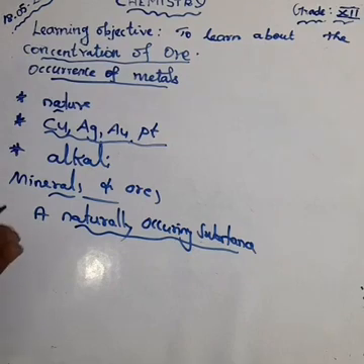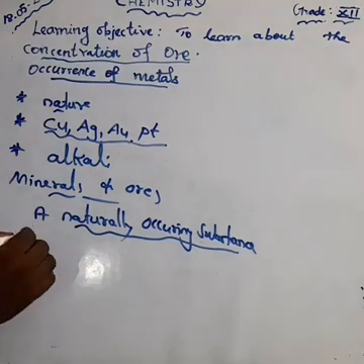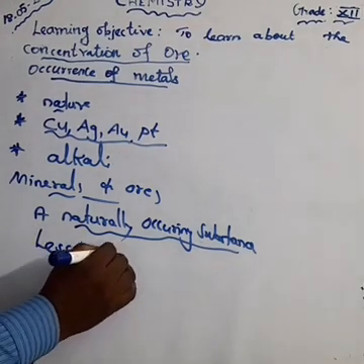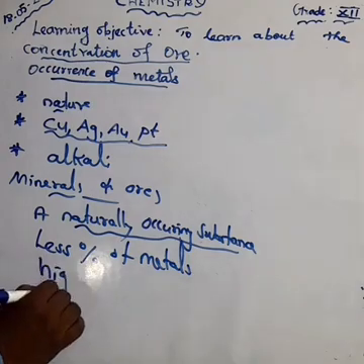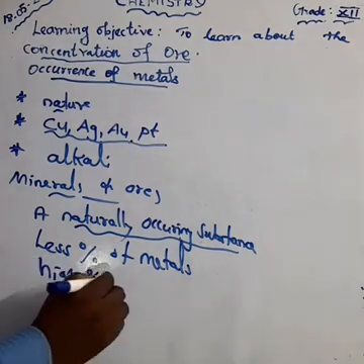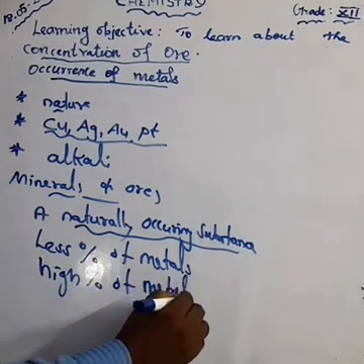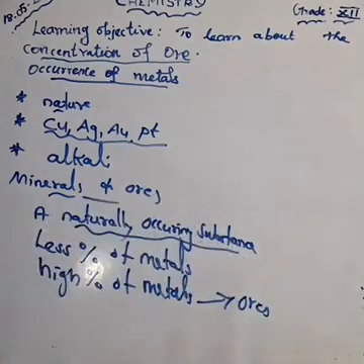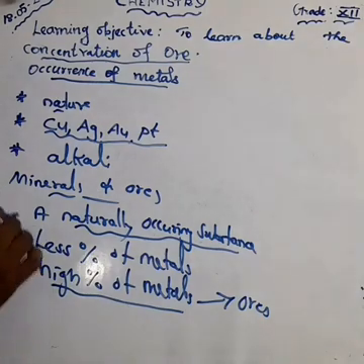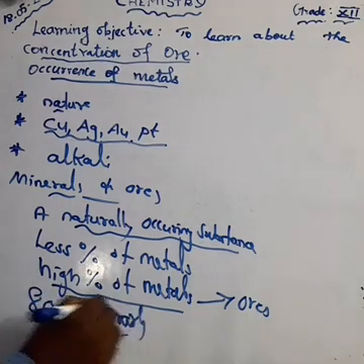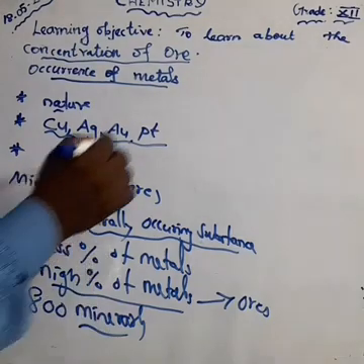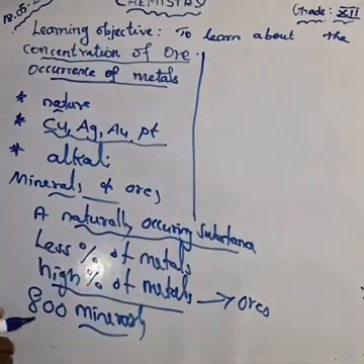Most minerals contain a very small percentage of metal. Some minerals have a high percentage of metal. When we get a high percentage of metal, that is called an ore. So minerals that contain a high percentage of metal are called ores. For example, iron is present in around 800 minerals. Only a few minerals contain a high percentage of iron, for example hematite and magnetite. These are the ores of iron.